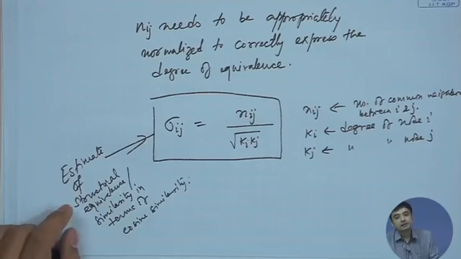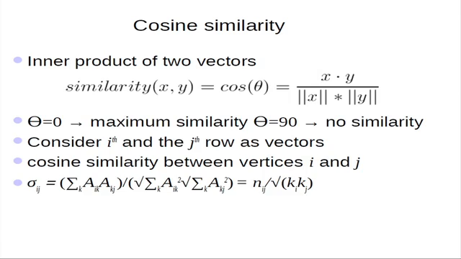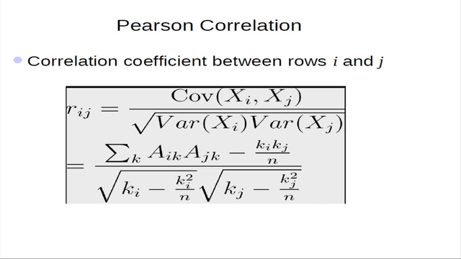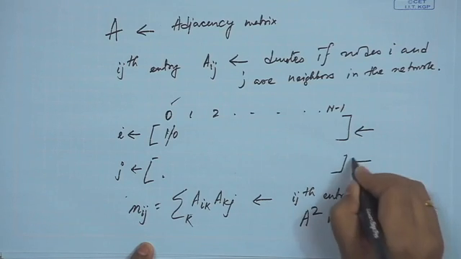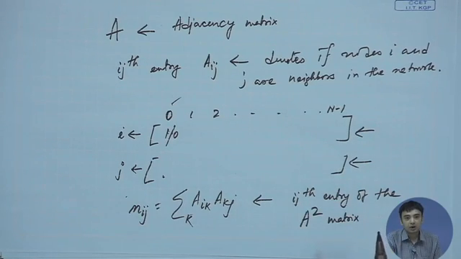So, similarly, you can also design various other metrics. Okay. So, the next metric that we will look into is the Pearson correlation coefficient. Basically again, as we saw earlier, node i and node j can be represented by neighborhood vectors like these. Okay. So, now given the neighborhood vector of i and j, you can find out.